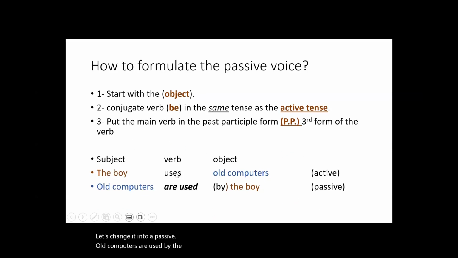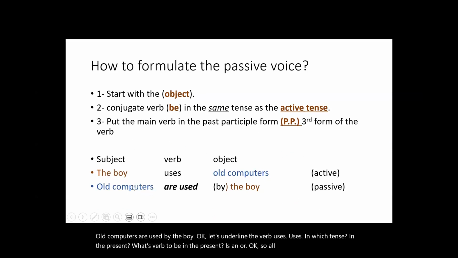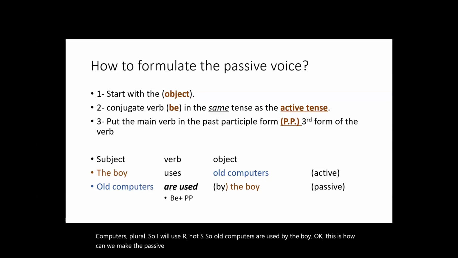Okay, let's underline the verb uses. Uses in which tense? In the present. What's verb to be in the present? Is and are. Okay, so old computers, plural. Computers, plural. So I will use are, not is. So old computers are used by the boy. Okay, this is how we can make the passive form. Verb to be plus PP, the past participle of the verb, third form of the verb.